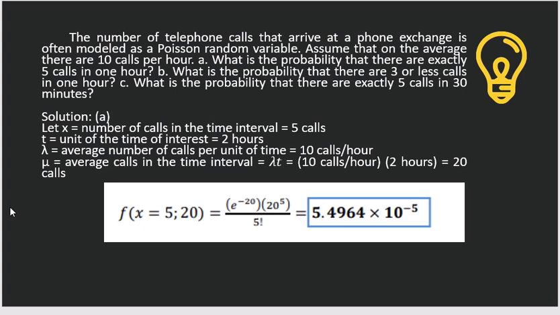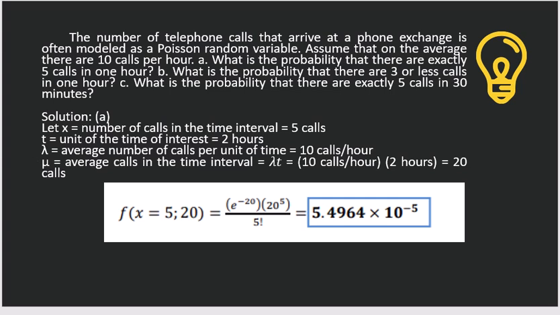So another example. The number of telephone calls that arrive at a phone exchange is often modeled as a Poisson random variable. Assume that on the average there are 10 calls per hour. What will be the probability of exactly 5 calls in 1 hour? What will be the probability that there are 3 or fewer calls in 1 hour? And what will be the probability that there are exactly 5 calls in 30 minutes?